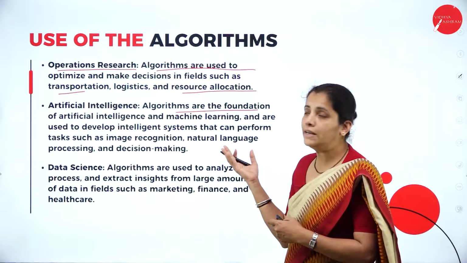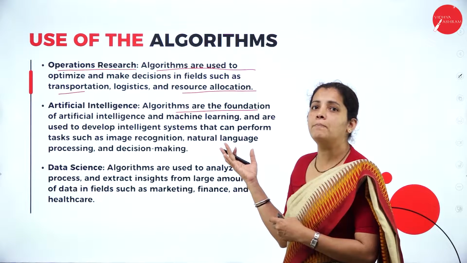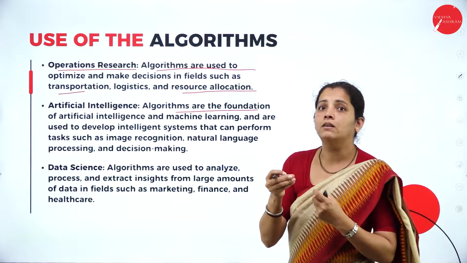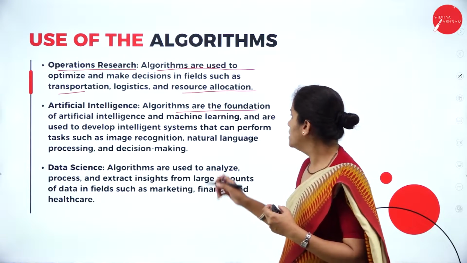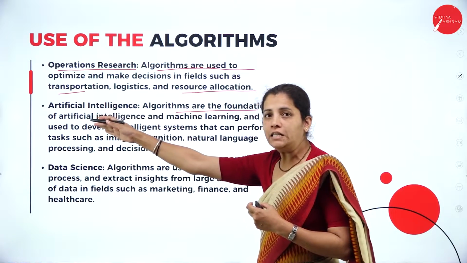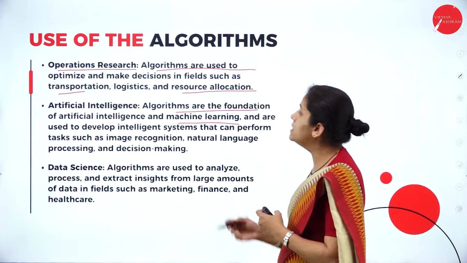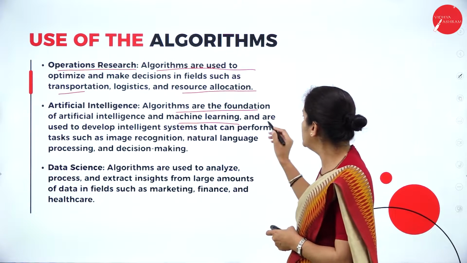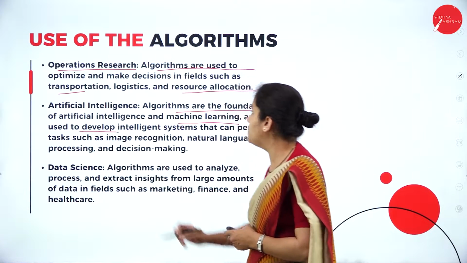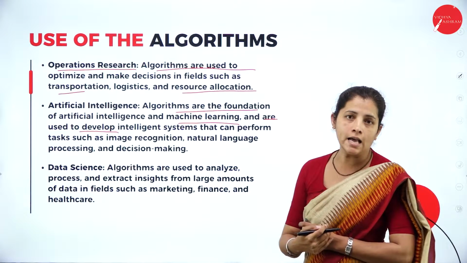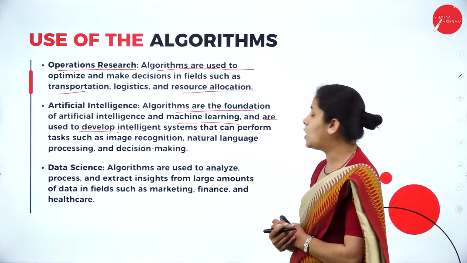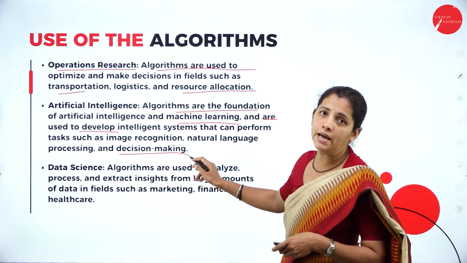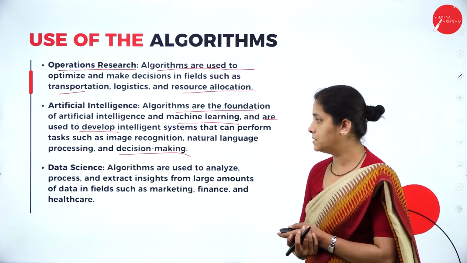So, what is artificial intelligence? It's nothing but a man-made thinking device. Okay. So, it is created by using algorithms. In artificial intelligence as well as machine learning, we are using algorithms to develop intelligent systems such as image recognition, natural language processing, as well as decision making.